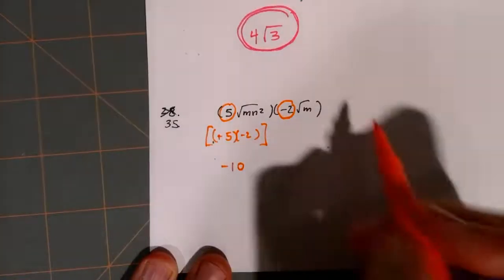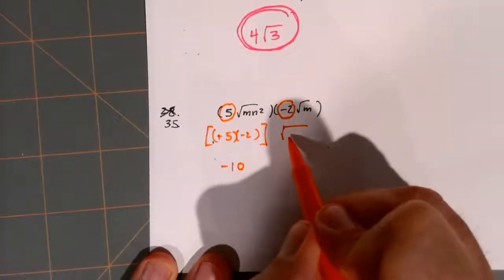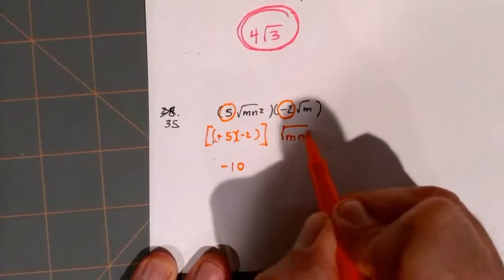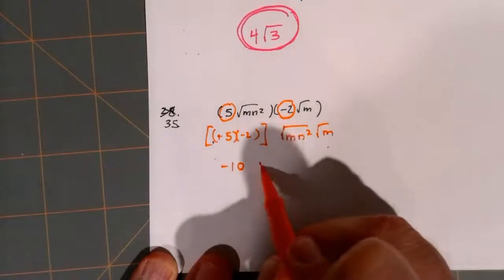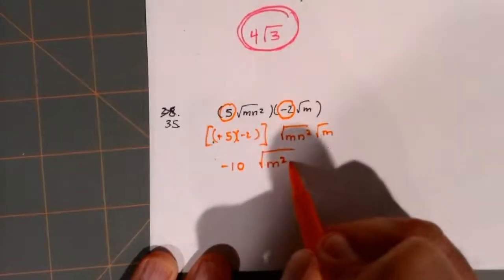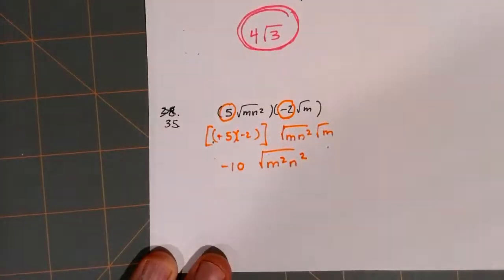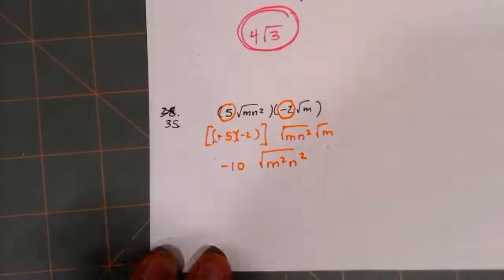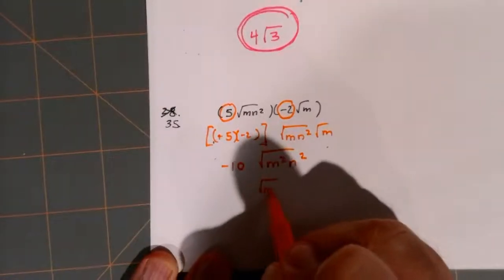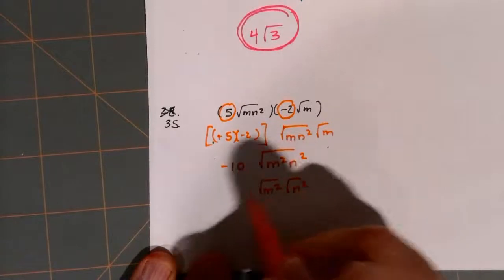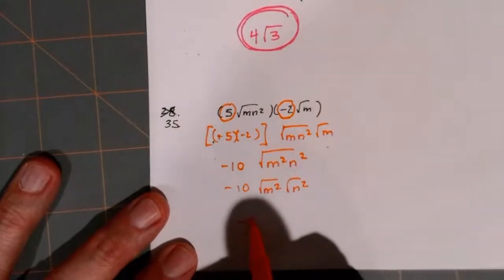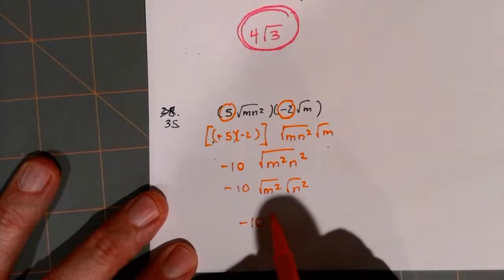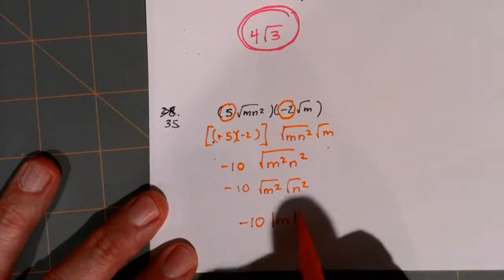Then I multiply the things that are inside. So root mn squared root m. So I get the square root of m squared n squared, right? Which is the square root of m squared times the square root of n squared. So my answer here would be negative 10 absolute value of m, absolute value of n.